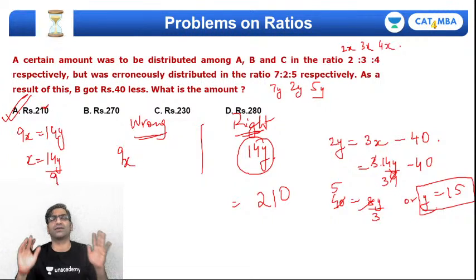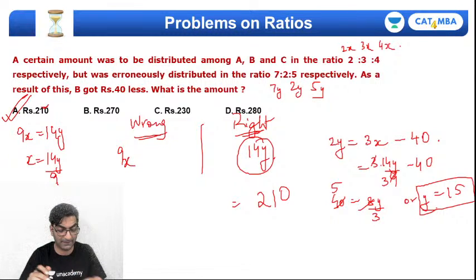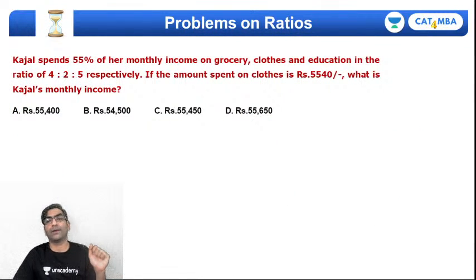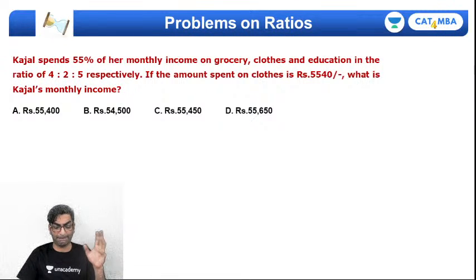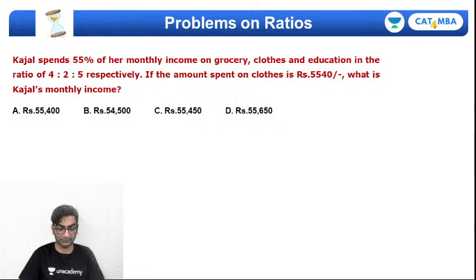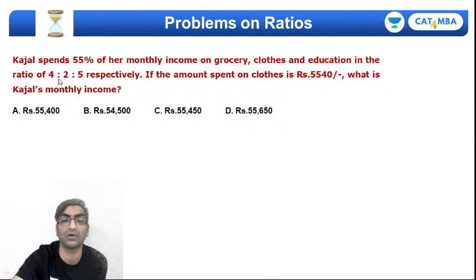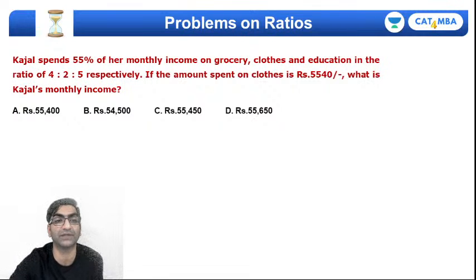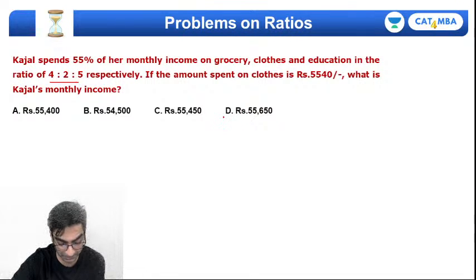The first few questions are always basic. Okay. Here's the next question, also involving basic ratios. Kajal spends 55% of her monthly income on grocery, clothes and education in a particular ratio, 4, 2 and 5. Find her monthly income.